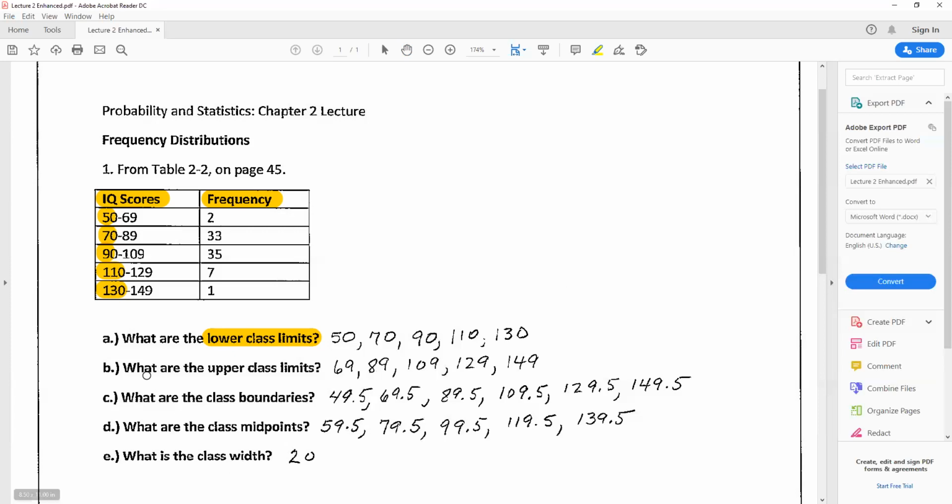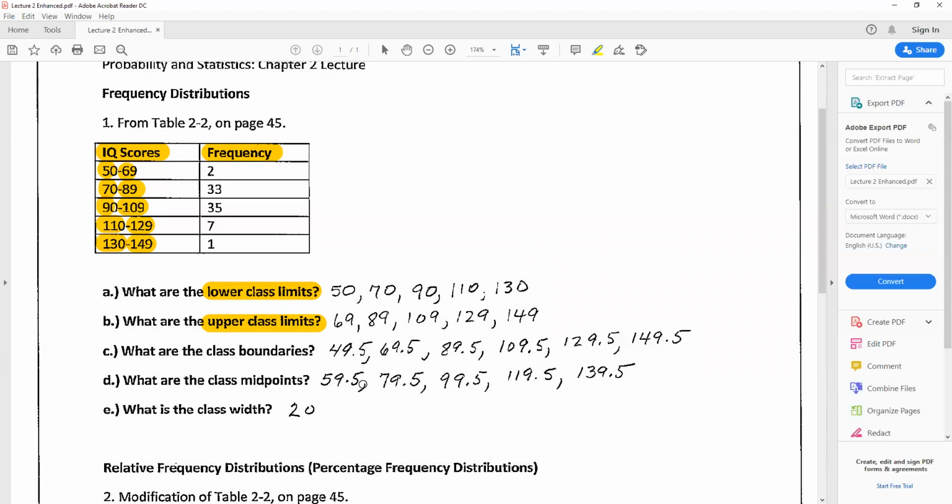Moving on to part B, what are the upper class limits? Well, the upper class limits are just the opposite. So go back to each category and we will see that the upper class limit for the first row is 69, followed by 89 on the second row, 109 on the third row, 129, and then 149. So those would be the upper class limits.